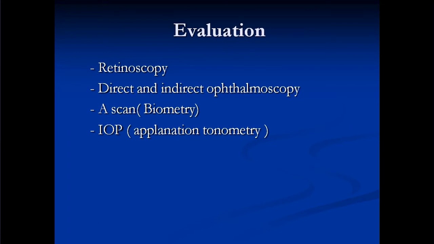So now how do you evaluate? For the evaluation, if we go step by step, it is retinoscopy, then direct and indirect ophthalmoscopy, A scan, and IOP. IOP is done by applanation tonometry. Of course, nowadays non-contact tonometers are also available. Then A scan, if you see in the department, we have an A scan which works on the ultrasonic principle, which determines the length of the eyeball. By doing A scan, you are measuring the axial length of the eyeball.